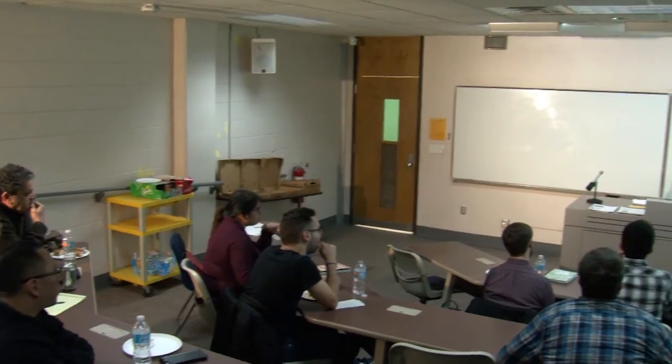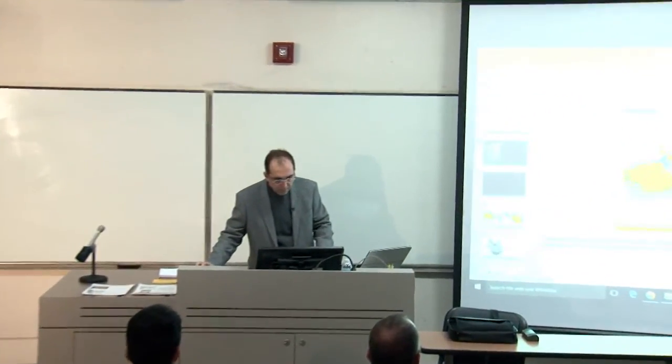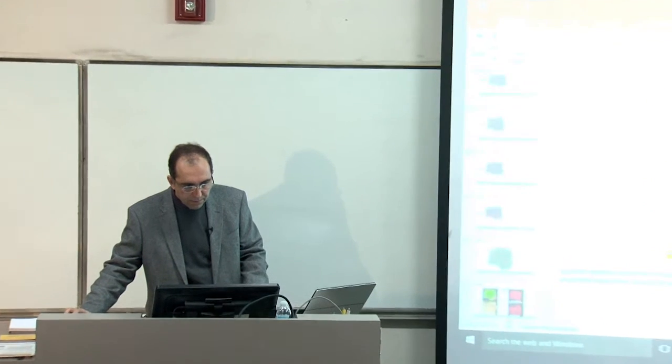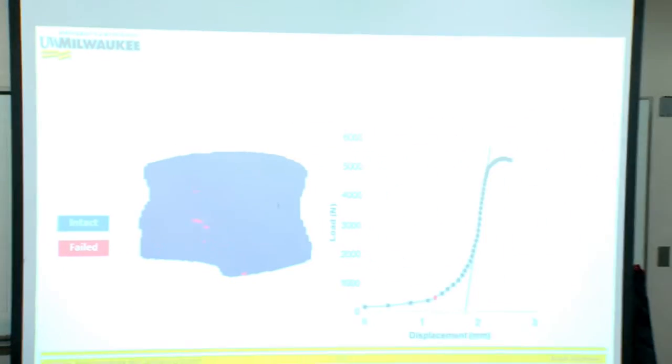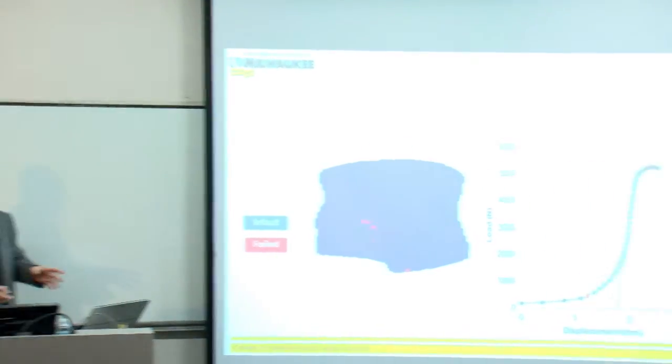Let me show you this. Actually, this analysis shows the sensitivity of the model to the material property, because the ultimate strength of this type of bone should be more than 5,000 Newton. But as you can see, with a lower amount of force we have some failed regions, which shows that it depends on the heterogeneity of the material property.